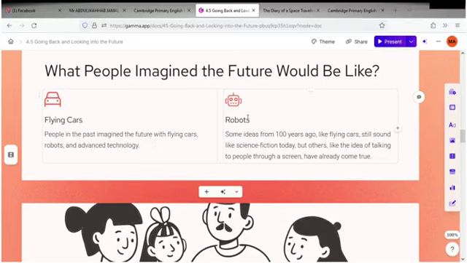The types of robots which we are talking about, or the flying cars, still sound like science fiction today, because they are not yet applicable. But other ideas, like talking to people through the screen, or for example, using robots in our daily life, we already have. These things have come true. So we cannot consider them science fiction today, because we can consider them realistic fiction.